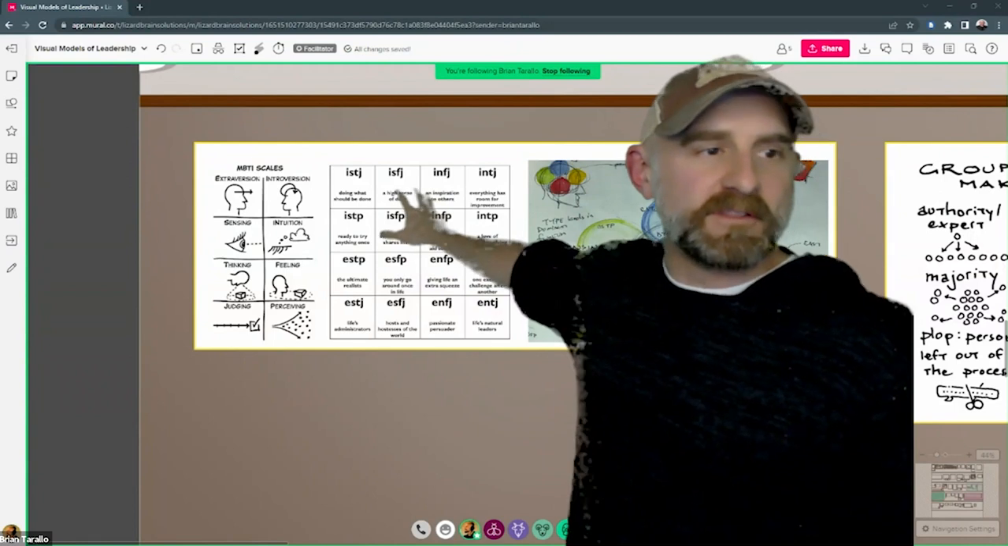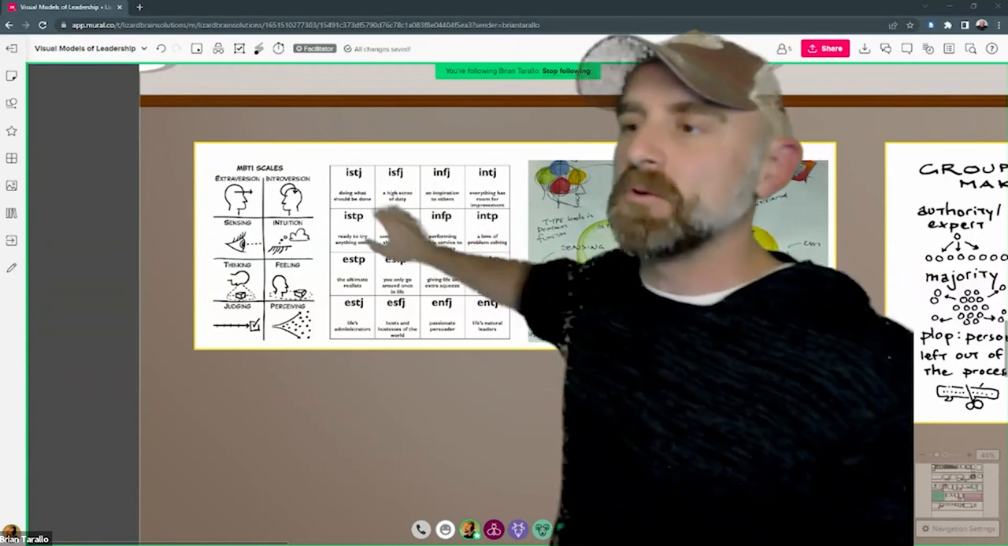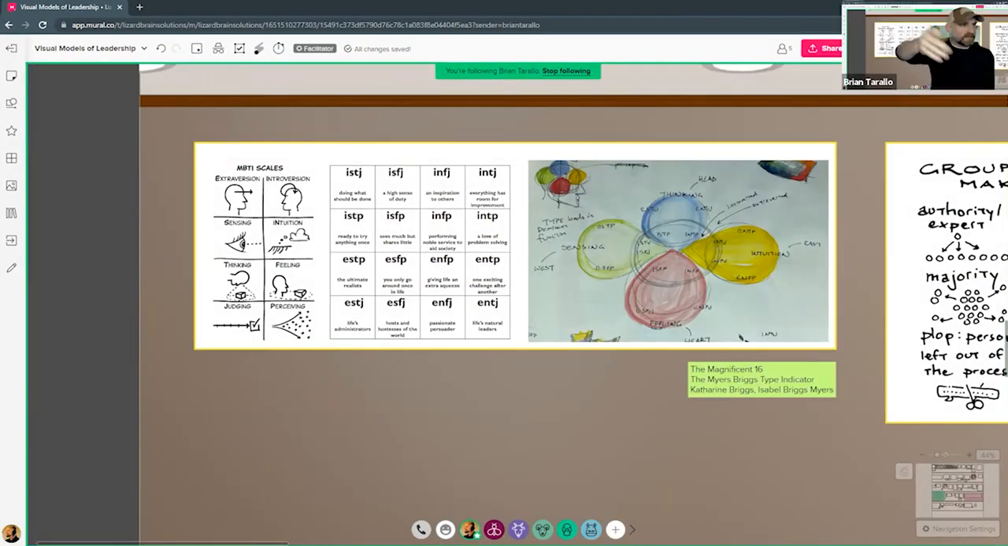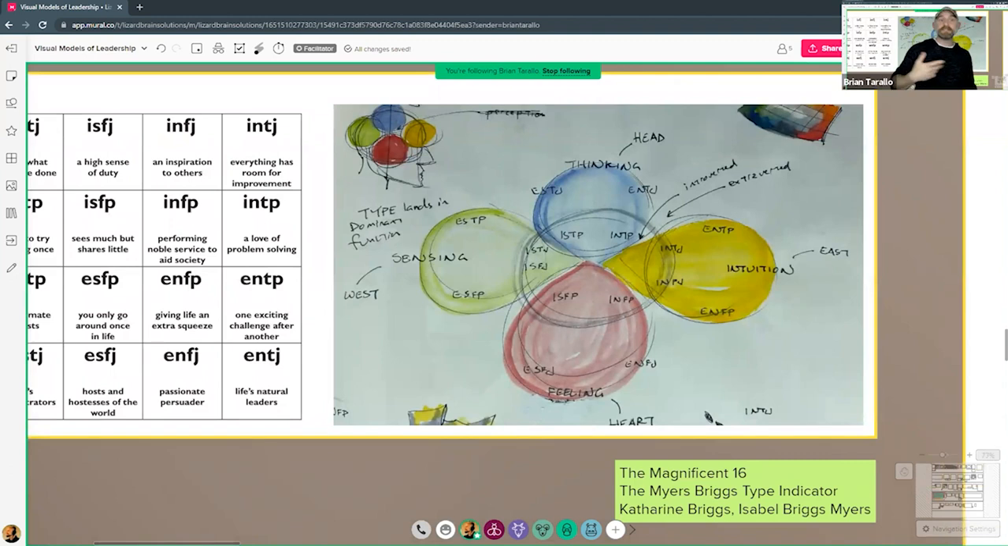Okay, yeah. So you've probably seen type tables, right? The classic use of this is that after a team takes the Myers-Briggs, they write their names, they identify strengths, weaknesses, opportunities, threats. Okay, so you've probably seen a type table before. You may not have seen this, which is the best picture that I could find. This is from my own notes. This is a new take on a type table called the Magnificent 16, or at least it was new to me when I found it.